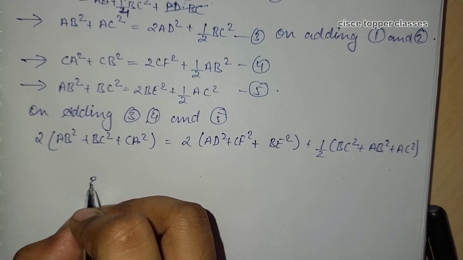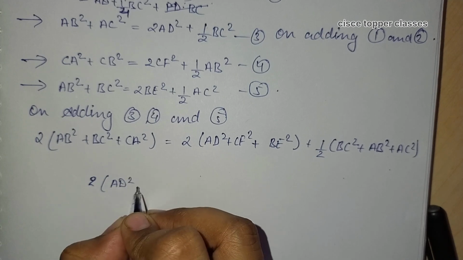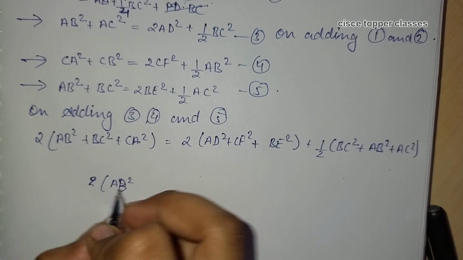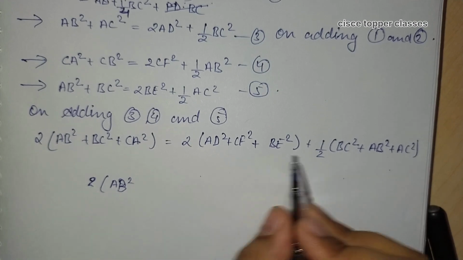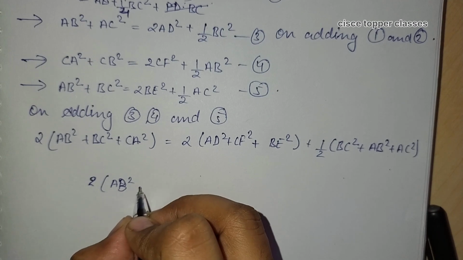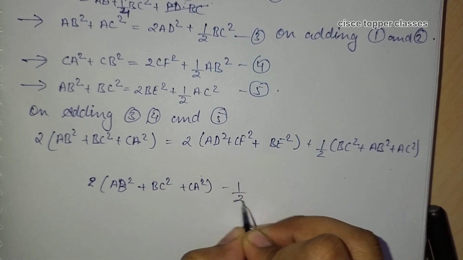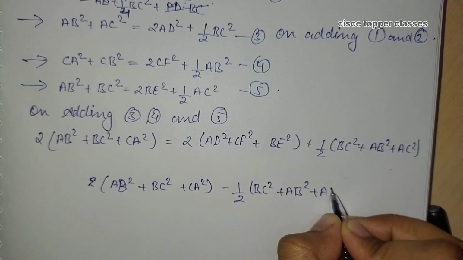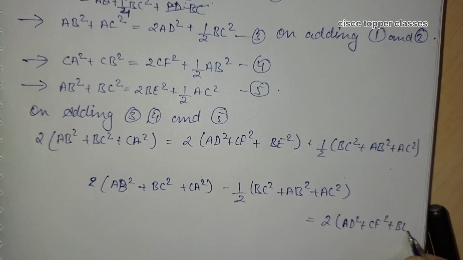So from there we will get 2AB square, and this will be 2AD square. We can write it as AB only, so here we will get 2AB square. Simply we can shift this to this side. So on shifting, plus BC square plus CA square minus half of BC square plus AB square plus AC square will be equal to AD square plus CF square plus BE square.